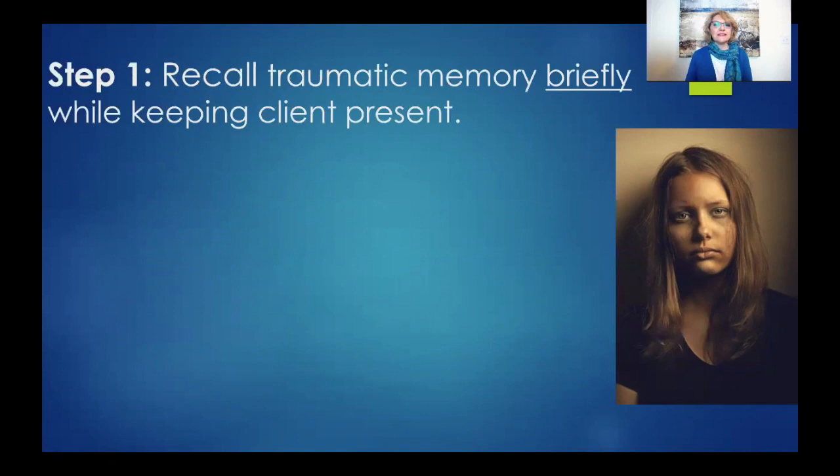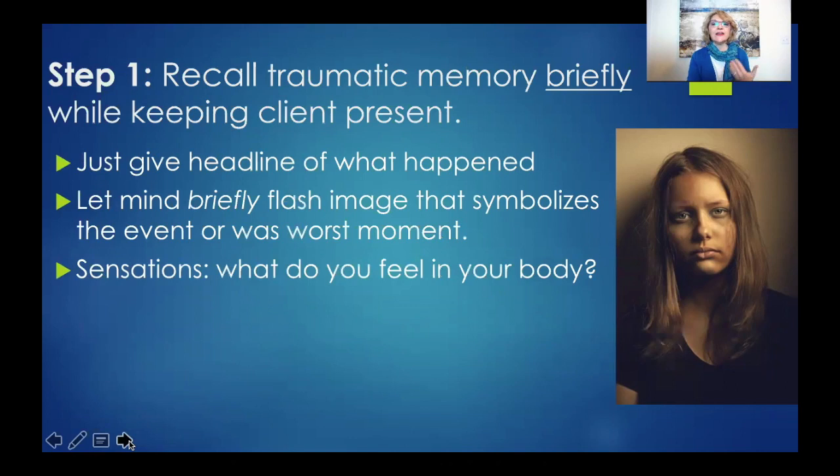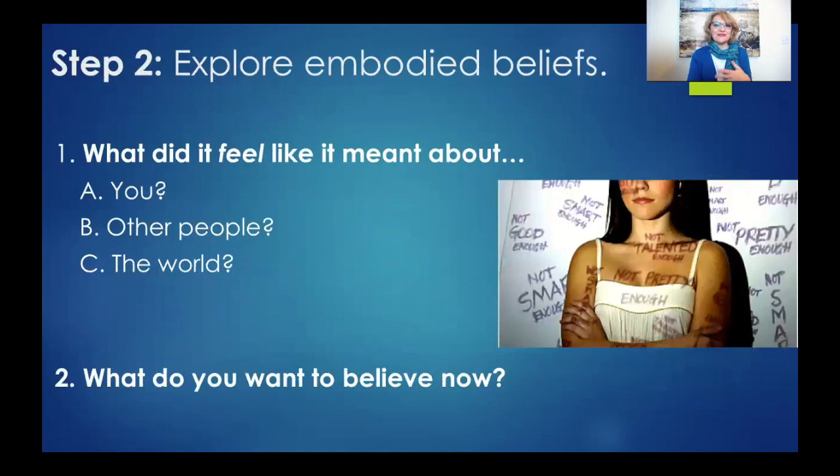So the first thing we want to do is say, okay, now that we've got you connected to future self and how you want to be feeling, in order for the brain to link those two things together, I just need you to give me a headline of what happened during the traumatic experience. Just let your mind briefly flash an image that symbolizes it, or just be aware of sensations, feelings, or thoughts, just briefly, that go with that event. That opens that implicit memory network. And so that's the first step of reconsolidation.